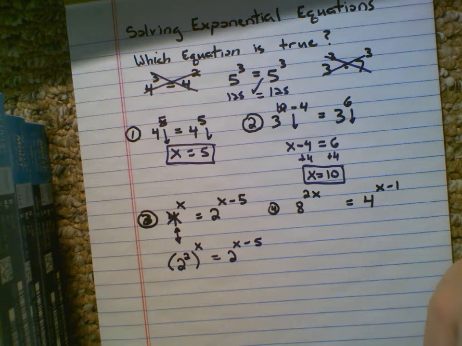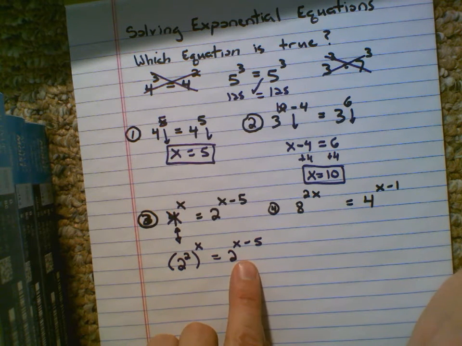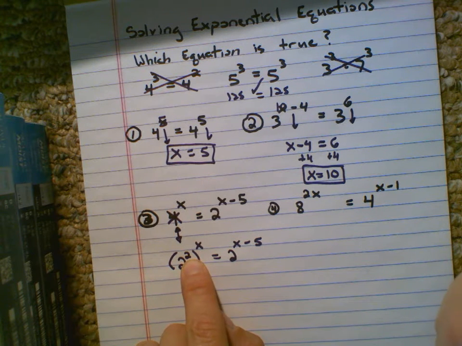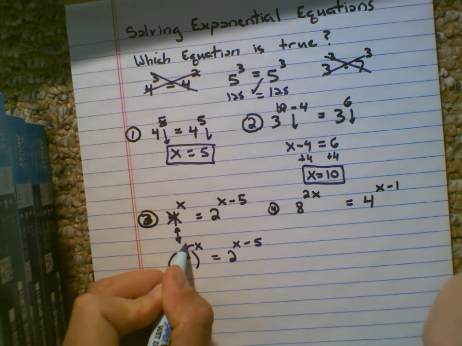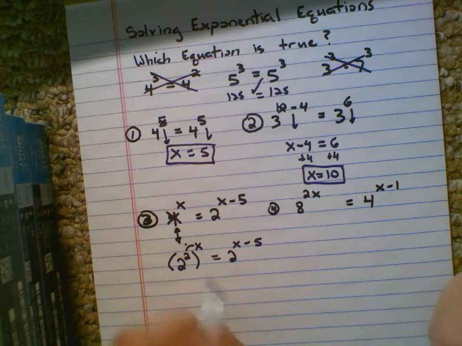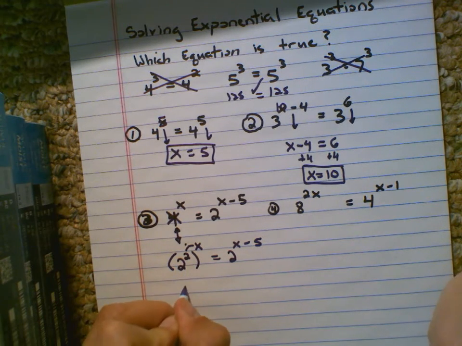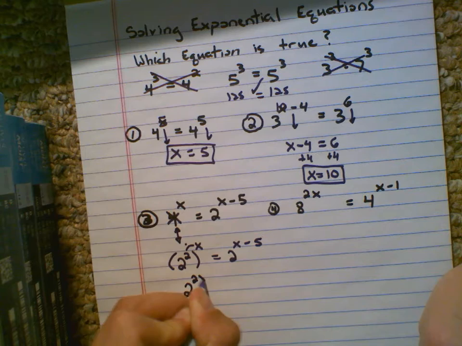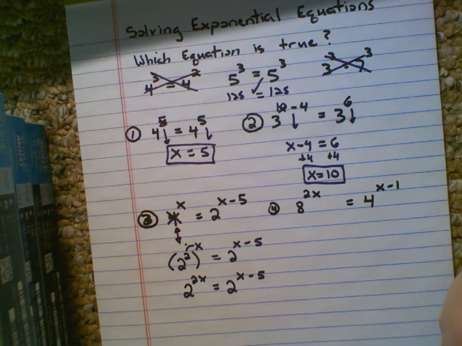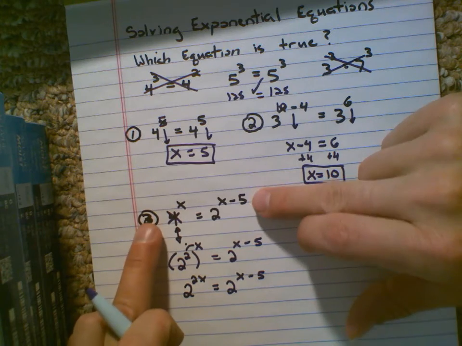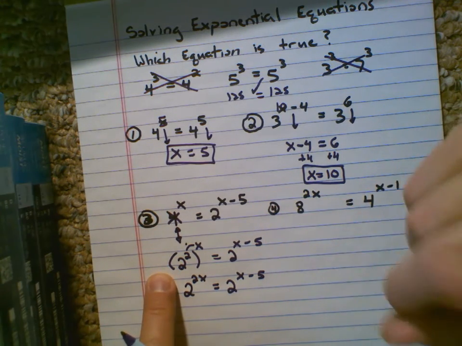Now, once I have this rewritten, I have to use my exponent rules. We have a rule that says when I raise a power to a power, I can simplify by multiplying the exponents. Or in other words, I can take x and multiply it to the 2. Well, if I take 2 times x, I'm going to get 2 to the 2x equals 2 to the x minus 5. Okay? Notice all of this work I've done so far had one goal in mind.